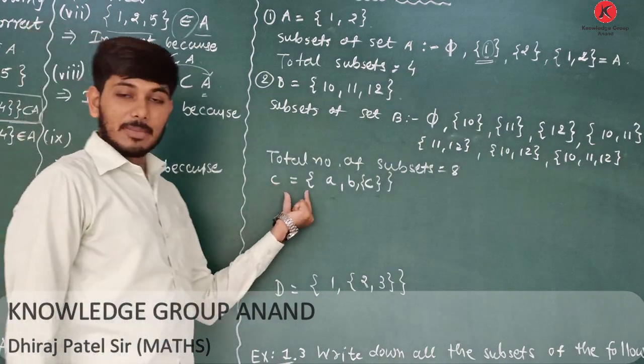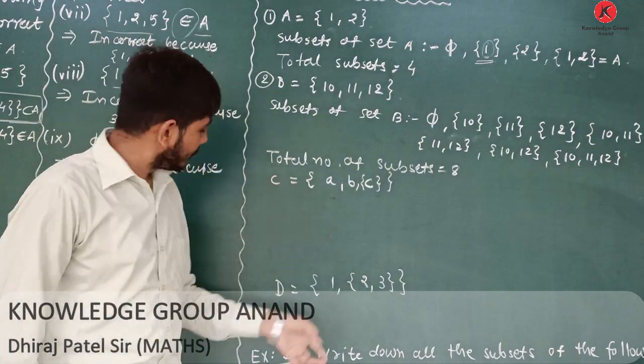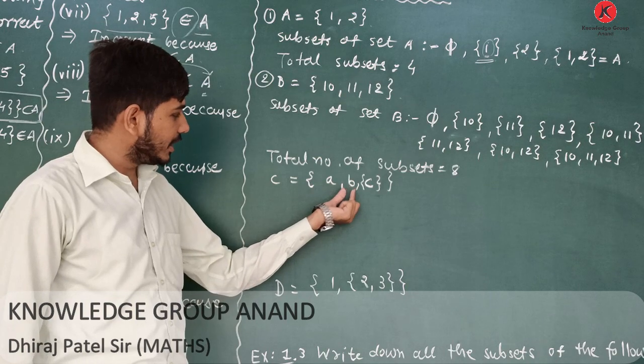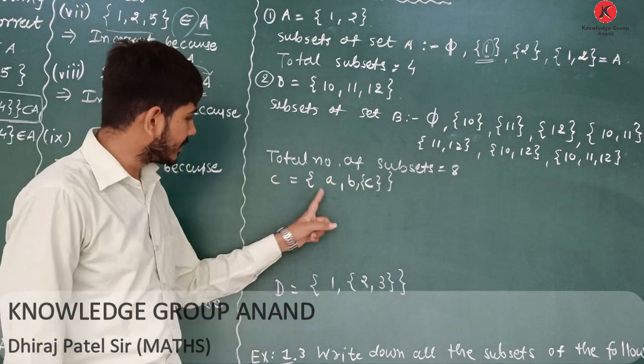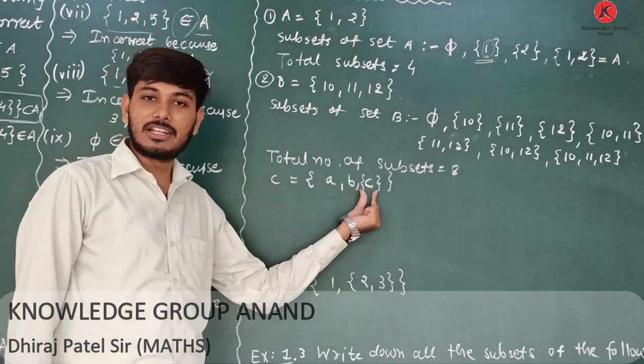Now I am listing out the subsets of set C. Set C has the elements a, b and curly bracket c. There are 3 elements. The third element is not c.